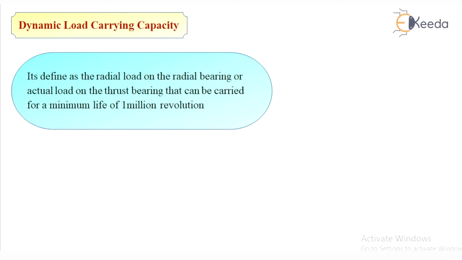The next parameter is dynamic load carrying capacity. It is defined as the radial load on a radial bearing, or actual load on a thrust bearing, that can be carried for a minimum life of 1 million revolutions. So these are the parameters related to rolling contact bearing.